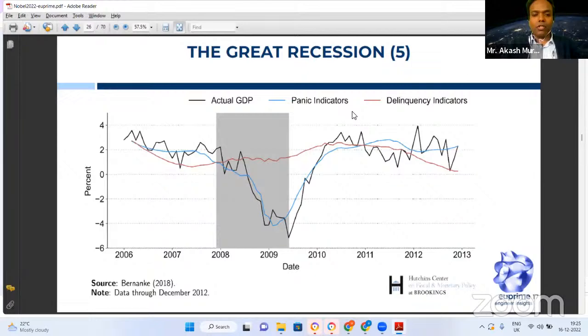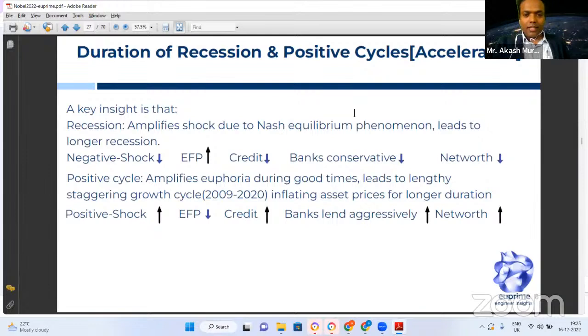So I've contained all this in one slide. Repeating again, the new insight that Bernanke has come up with in the last 15 years is that sometimes a negative shock increases interest rates, which is an increase in EFP, which also decreases the amount of credit available to firms, which makes banks conservative, which also decreases the net worth. This is what is happening right now, precisely in 2022.